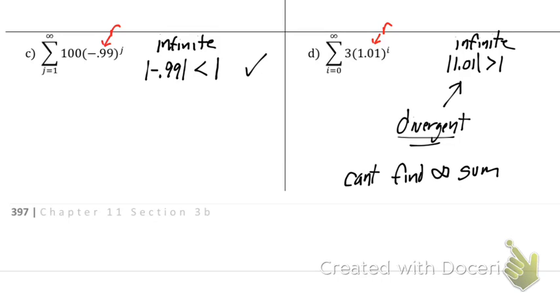All right, so we're done with that one. Now we just have to do this one, and we are done. All right, it's infinite. In order to find the infinite sum, I need to know my first term. Well, we do start at 1, so a sub 1 equals 100 times -0.99 to the first. So I replace the 1 with the j. Well, that's just 99% of 100, so -99 is my first term. My r equals -0.99.